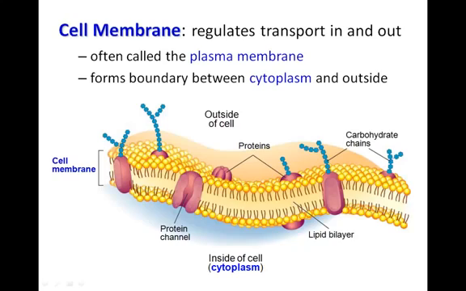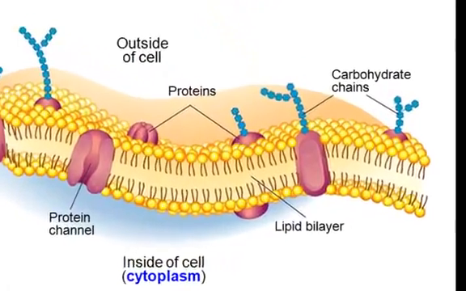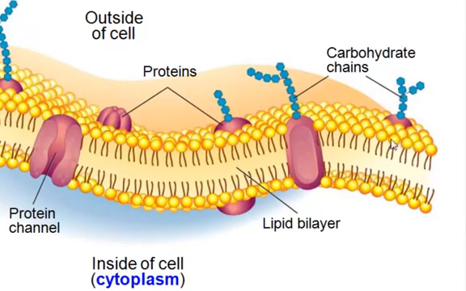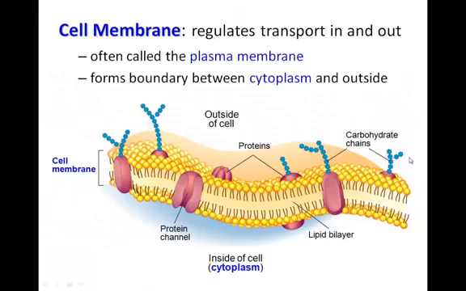One of the most important membranes to discuss is the cell membrane. You often hear this referred to as the plasma membrane, and its chief function is to regulate and control what goes in and out of the cell. So it's clear that it would form a boundary between the outside of the cell and the inside. The inside we refer to as the cytoplasm. You'll also notice that here we have a double layer of lipids, which is called a lipid bilayer. We also have proteins embedded in the membrane, as well as carbohydrate chains emerging out of the top.